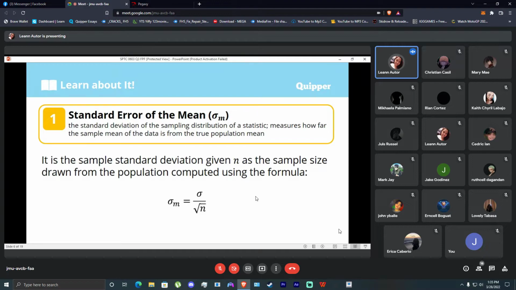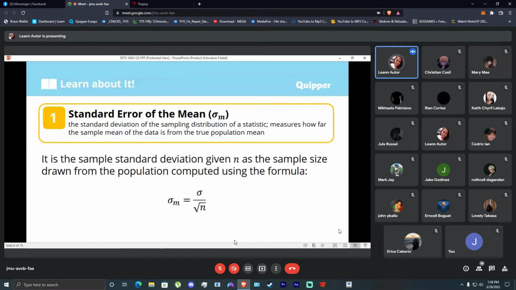So what is the standard error of the mean? It is the standard deviation of the sampling distribution of a statistic, and it measures how far the sample mean of the data is from the true population mean. We have here the formula to be used: the population standard deviation over the square root of n, where n represents the sample size.